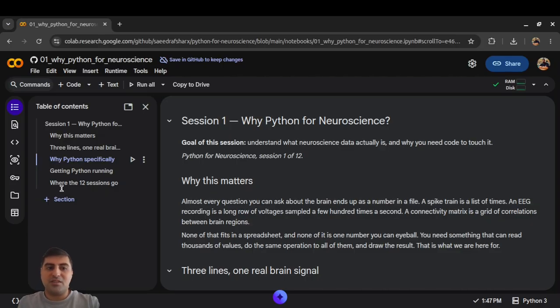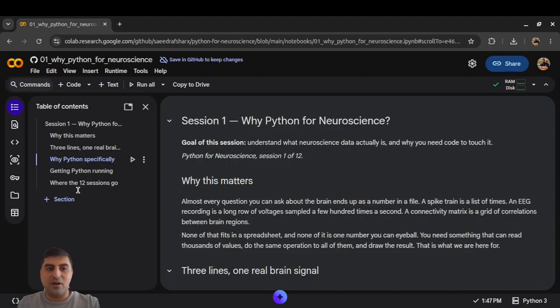by accident. Sessions 8 to 10 are where it starts feeling like a real job. We will be pulling a signal out of noise, statistics done honestly, including what the p-value actually says and what it does not. Then brain networks, and turning a correlation matrix into a graph you can measure.